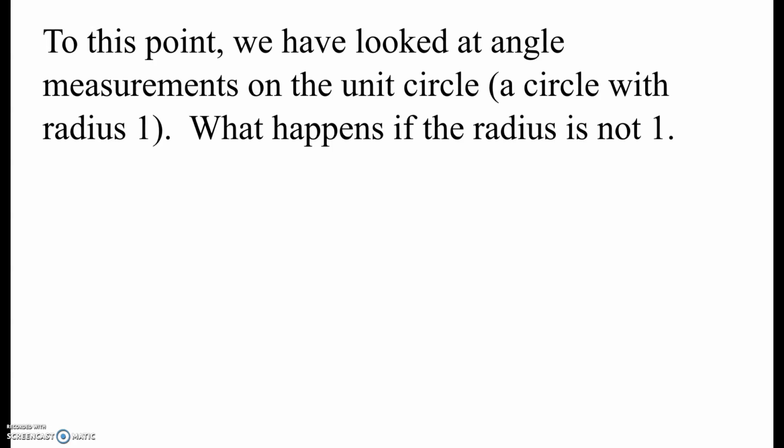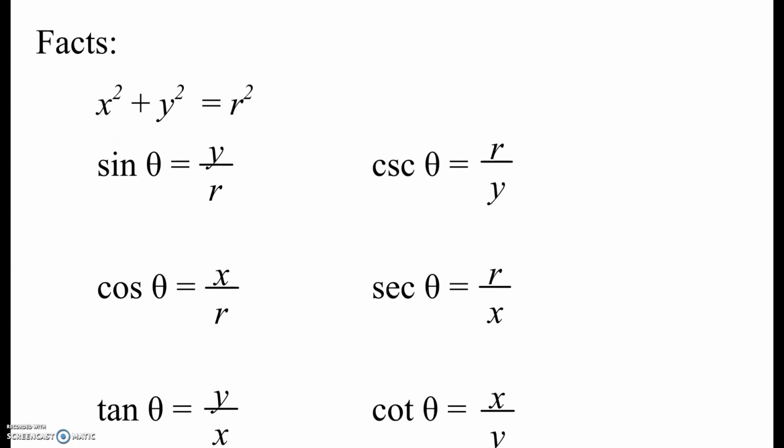So far, every angle that we've looked at has been on the unit circle, which is simply a circle with a radius of 1. What we're going to look at today is what if the circle we're on does not have a radius of 1, and how does that affect the trigonometric functions. So a few things that are going to help us with this.